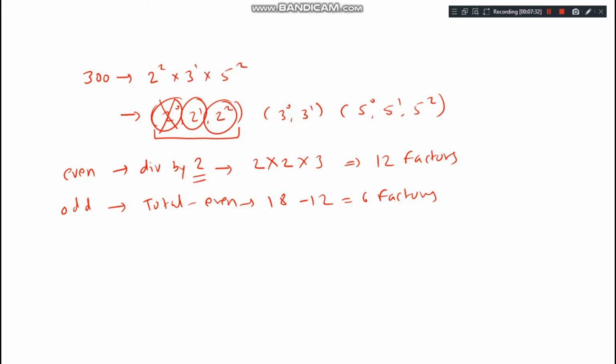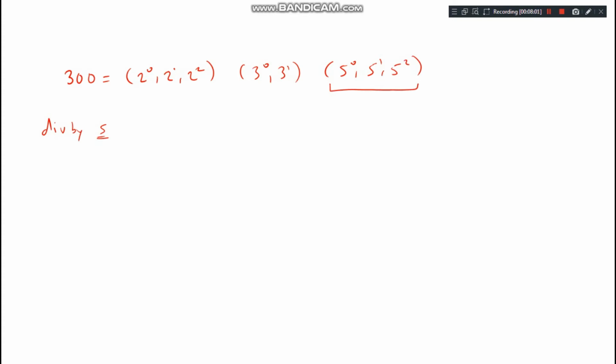Now the third question was how many factors are divisible by 5 or 15. So let us take the same example, 300. I represent that once again as 2 to the power 0, 1 and 2, and then 3 to the power 0 and 1, and 5 to the power 0, 1 and 2. Now I want divisible by 5. Divisible by 5 means I need to focus on the bracket which talks about 5.